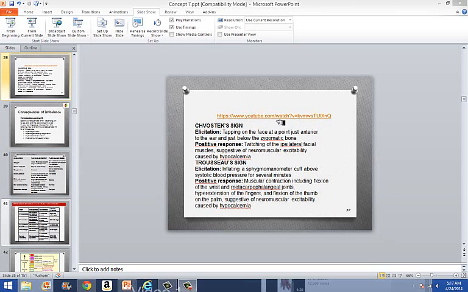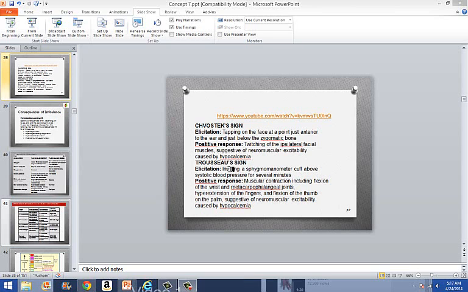So starting with Chvostek's sign, it's a sign of hypocalcemia. You can elicit this by tapping on the face at the point just anterior to your ear, just below the zygomatic bone. If you have a twitching of the facial muscles, it suggests neuromuscular excitability caused by hypocalcemia. And we're going to watch a video on how to elicit that.